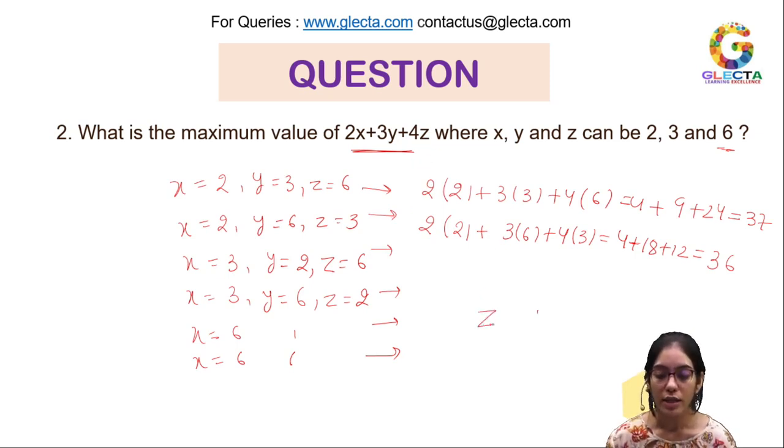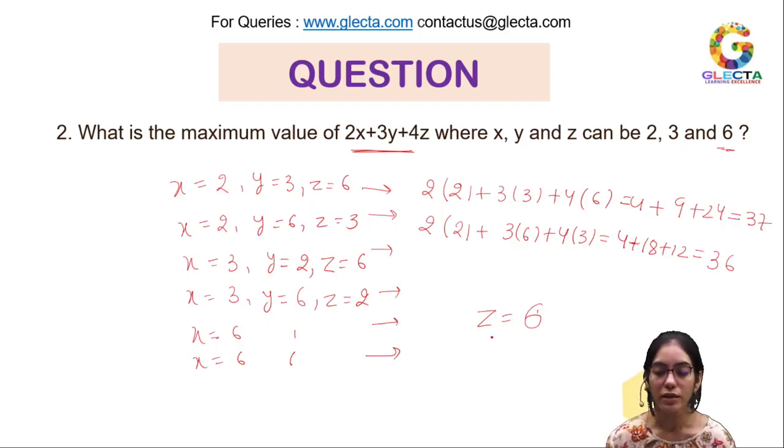So it's clear that we have to substitute z for 6. Now we have 2x and 3y. Again, the coefficient of 2x is 2 and of 3y is 3. So the greater one is what? 3y. The coefficient 3 is greater, and we have again two numbers, 2 and 3. So which one is greater?